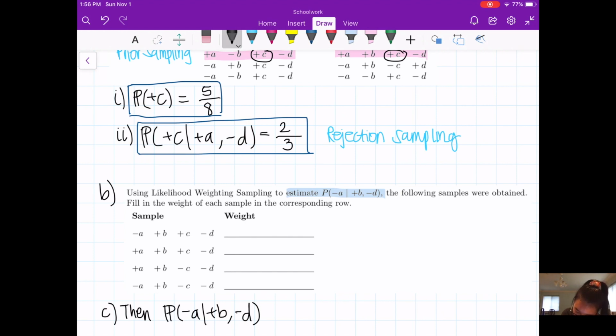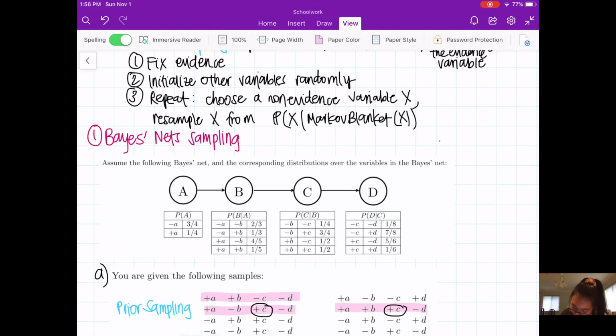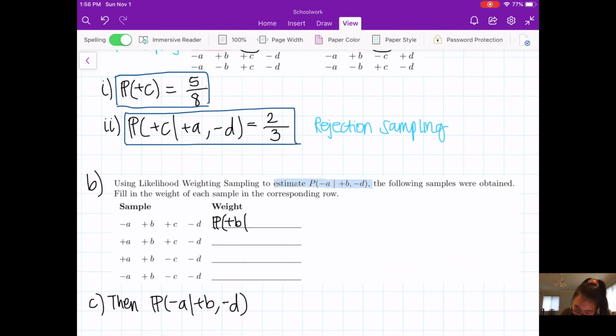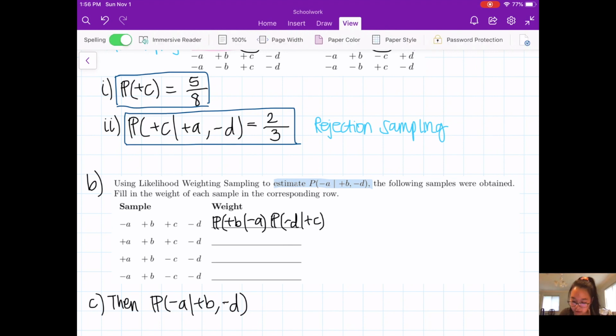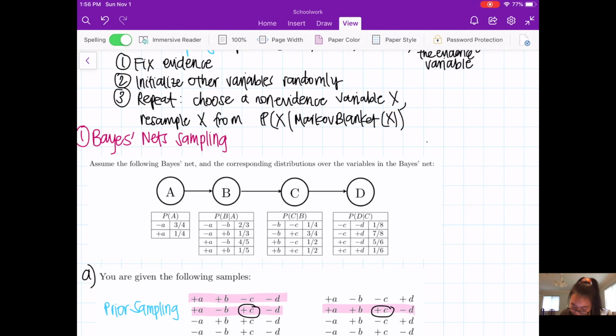So specifically, for example, the first one will be the probability of positive B given B's parents, which was A, if we look back here. And it would be specifically given negative A, and that's because in the sample, we drew negative for A already. And this would get multiplied to the probability of the other evidence variable, which is negative D, and its parent was C, and here we got positive C. Cool. And then for the exact values, you can look back up on this picture and get the values just from the table for each one.